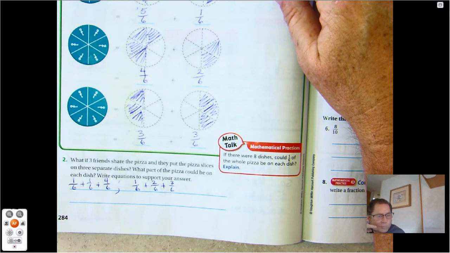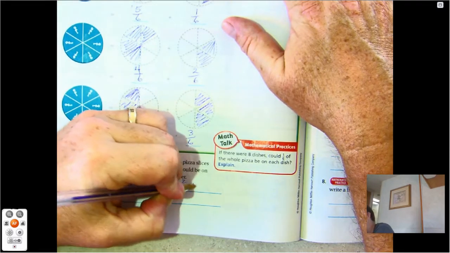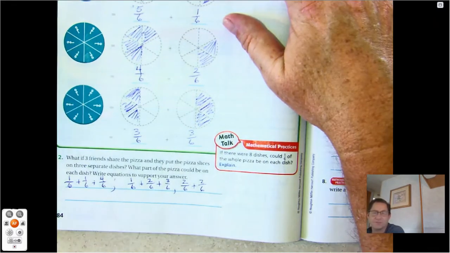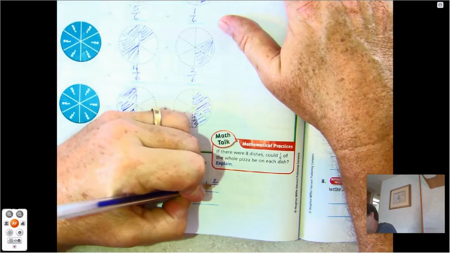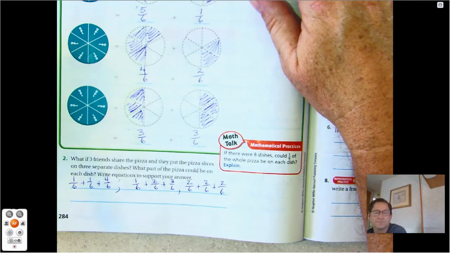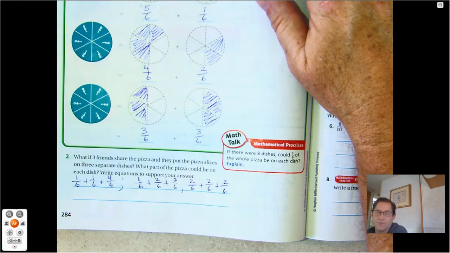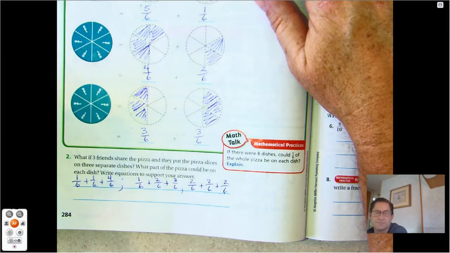Well, not with 1, but what about 2? What if the first place was 2/6 and the second dish was 2/6? Wouldn't the third dish be 2/6? Yeah, 2, 4, 6. We can't have 3/6 + 3/6 because there wouldn't be anything left to give to the other dish. Can't be 1 + 1 + 1. That doesn't equal 6/6. Definitely can't be 4 + 4. That's 8. That's more pieces than we have. So those are the answers that we have.